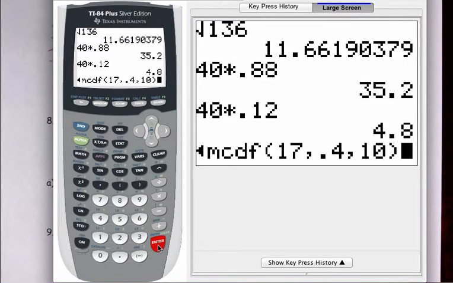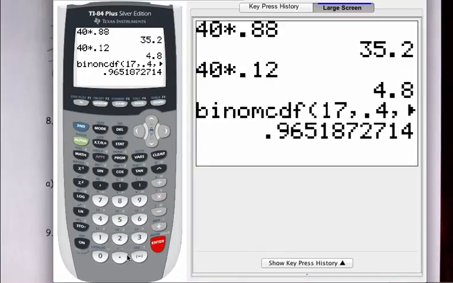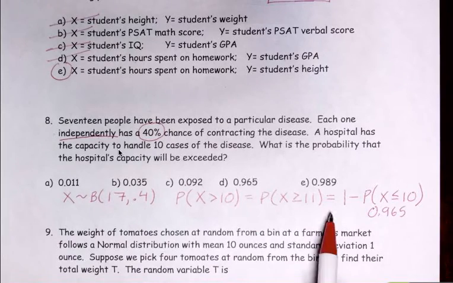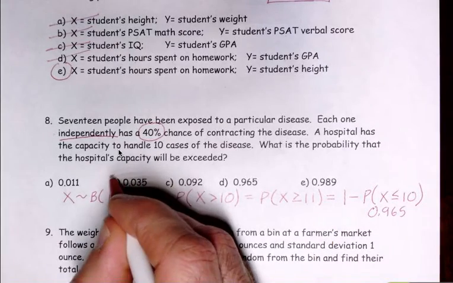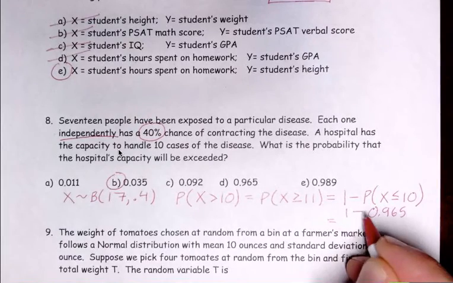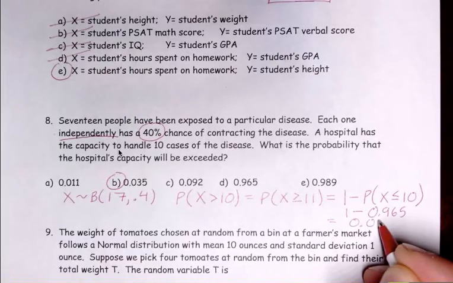There we go. Now be careful, this is not the final answer. That's 0.965. So that answer needs to be subtracted from 1, and then we'll be good to go. So don't be fooled by answer D. It's 1 minus that. That's answer B. 1 minus the 0.965, that's 0.035.